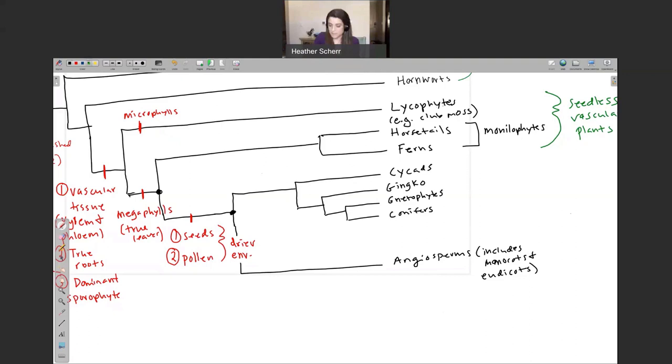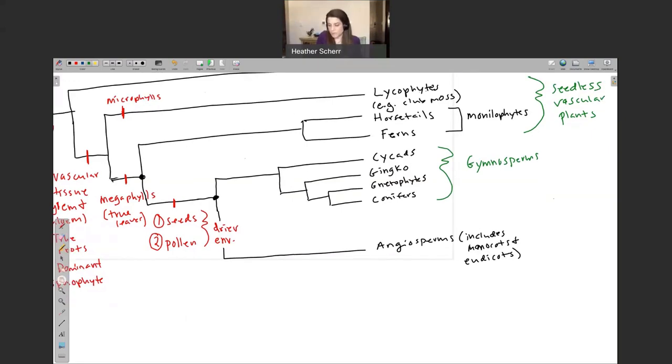And this group in general here are called the gymnosperms, which means naked seed. Gymno, naked; sperm, seed. The naked seed, because their seed is not in a fruit. Angiosperm, again, sperm means seed. Angio means vessel, like angioplasty, where you talk about your blood vessels. In this case, angio is the vessel that holds the seed, which is the fruit. Gymnosperms have naked seeds.